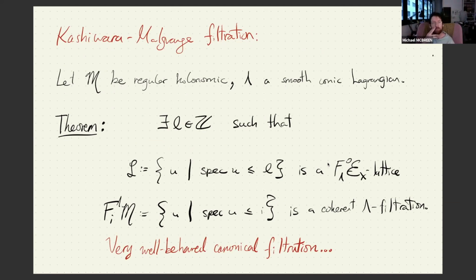So this Kashiwara-Malgrange filtration, the V filtration, is defined using the spectrum. The theorem basically says that if you take all the sections that have sufficiently small spectrum, so spectrum less than some integer L, you get a lattice. And then that lattice induces a lambda filtration.